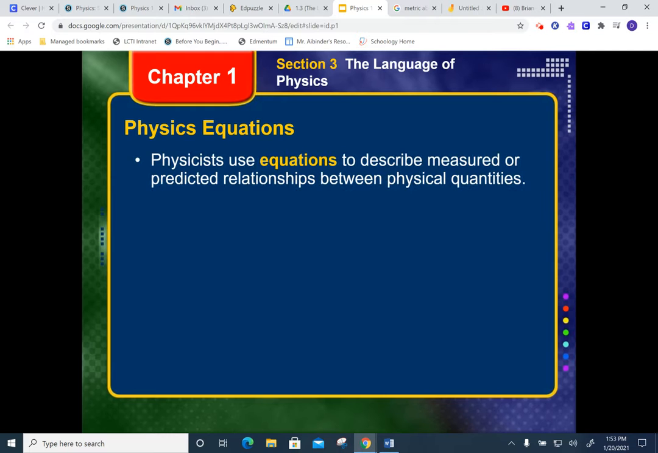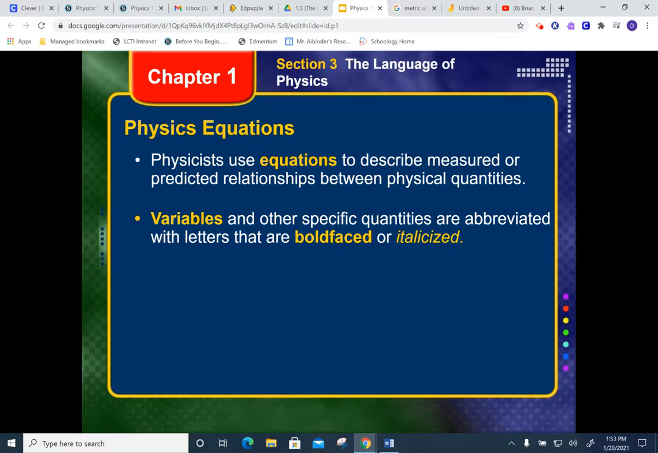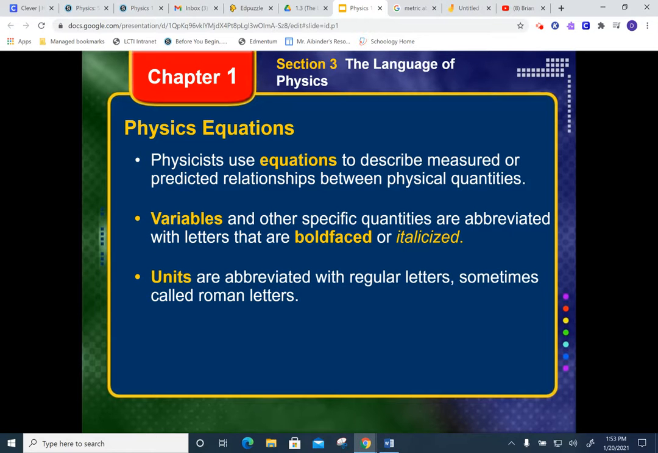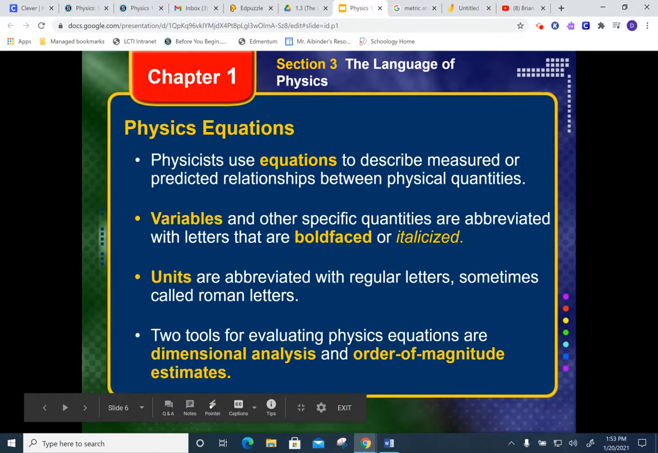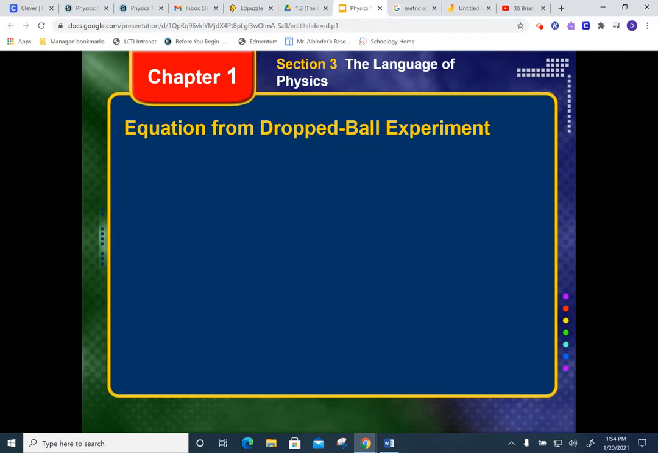Here, physics equations. Physicists use equations to describe measured or predicted relationships between physical quantities. Variables and other specific quantities are going to be abbreviated with letters that are boldfaced and italicized. Whereas units, meters, kilograms, liters, are just regular letters, sometimes called Roman letters, all right? So now that we have those, two tools for evaluating physics equations are dimensional analysis and order of magnitude estimates. We're going to do those together in just a moment.